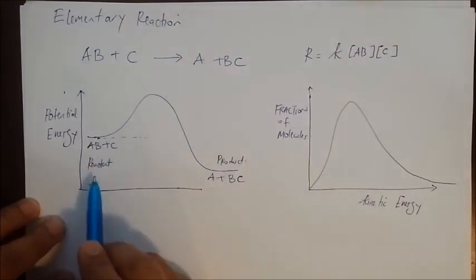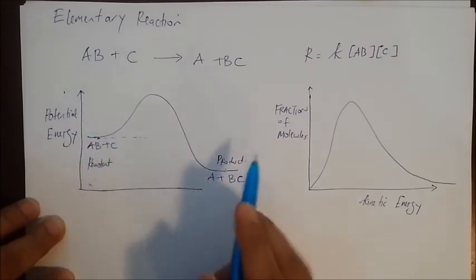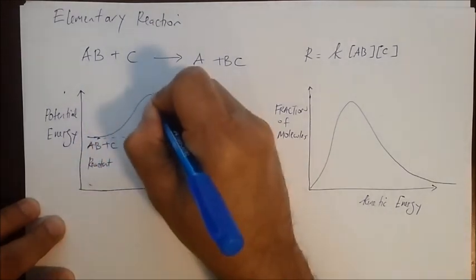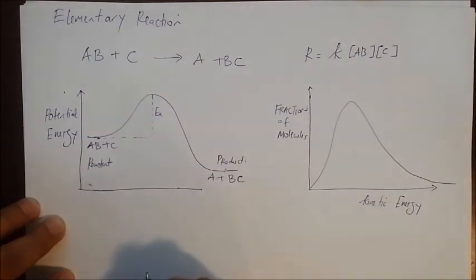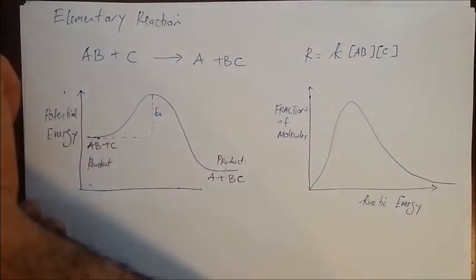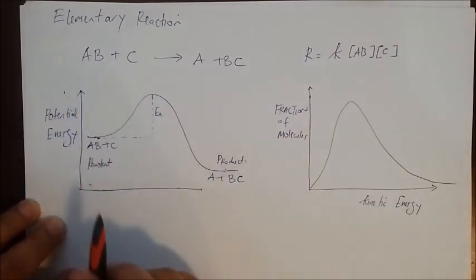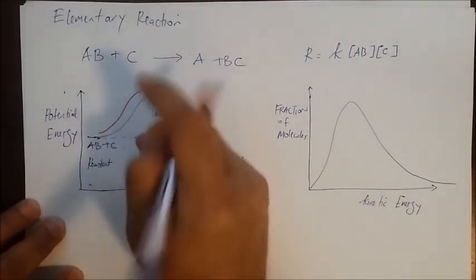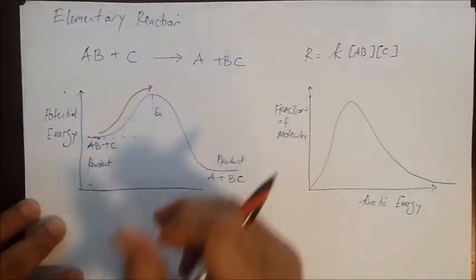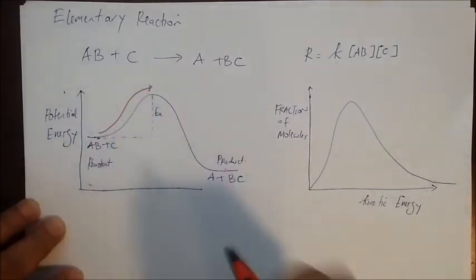Now, in order for the reactant to go across to the product, it has to overcome an energy barrier, and this energy barrier is called the activation energy, right? So when the reactant molecules collide with each other, they must have enough kinetic energy to overcome this barrier and to be in this transition state. And when it's here, it can decide whether it wants to go to the product side or go back, right?